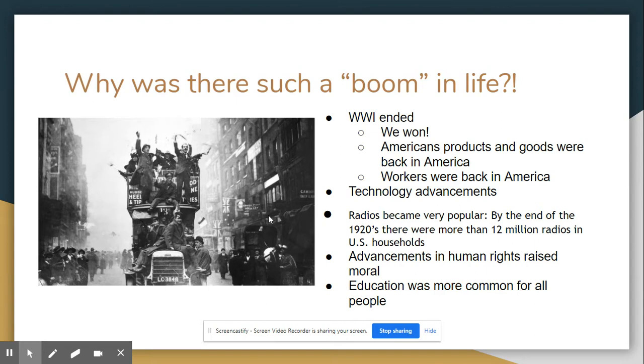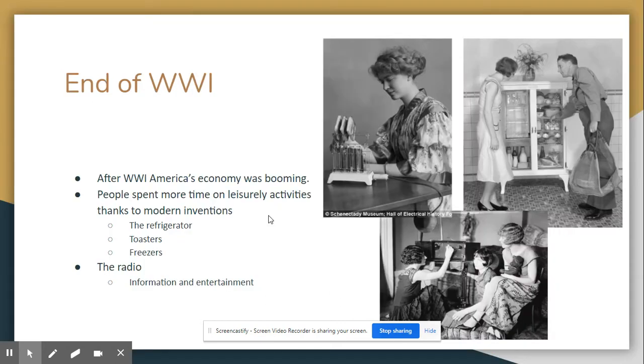Well, World War I ended. We won. Americans' products and goods were back in America, and workers were back in America. There were a lot of technology advancements. Radios became popular. There were also advancements in human rights, which raised morality as well, and education was more common for all people. So at the end of World War I, America's economy was booming. People spent more time on leisurely activities thanks to modern inventions like the refrigerator, toasters, freezers, and the radio. A couple of pictures right there.